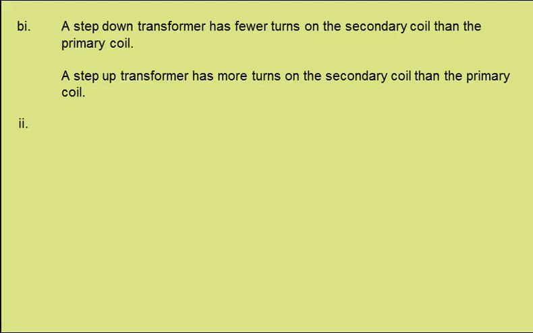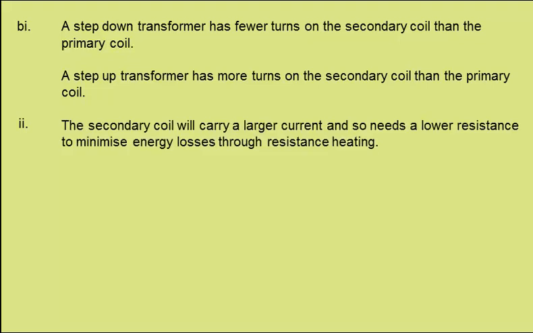In part 2 we need to explain why the secondary windings of a step-down transformer should be made from thicker copper wire than the primary windings. Well, the secondary coil will carry a larger current, so needs a lower resistance to minimize energy losses through resistance heating. A thicker wire has a lower resistance.